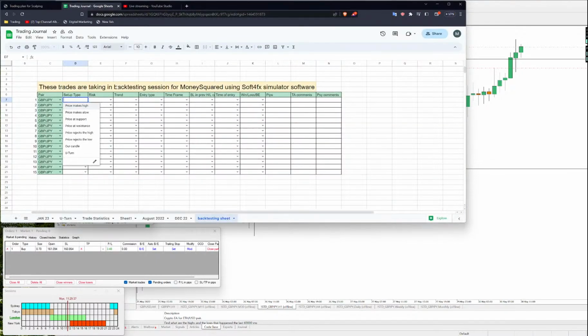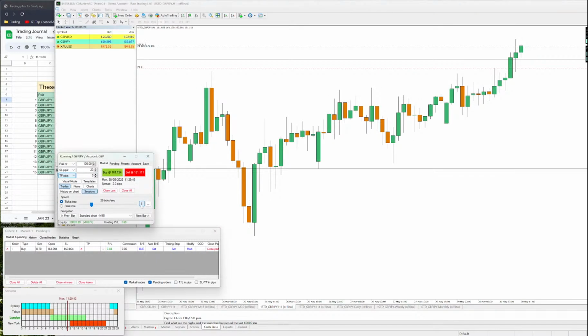We need to take this. This is where price is at resistance. So basically price broke resistance. Risk is full, trend is bullish, entry type is break of the high, now candle flip. Actually it was break of the highs on the 15-minute time frame, is 1 hour, stop loss previous 1 hour, time of the entry is 11:30. And let's see.